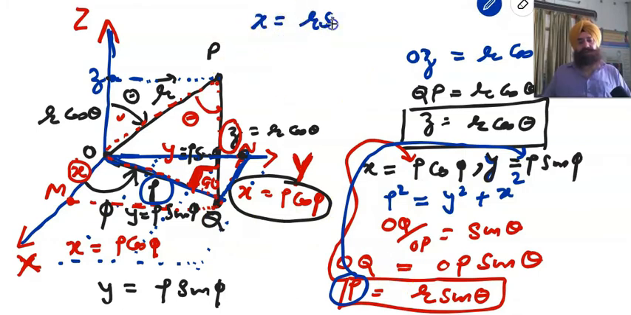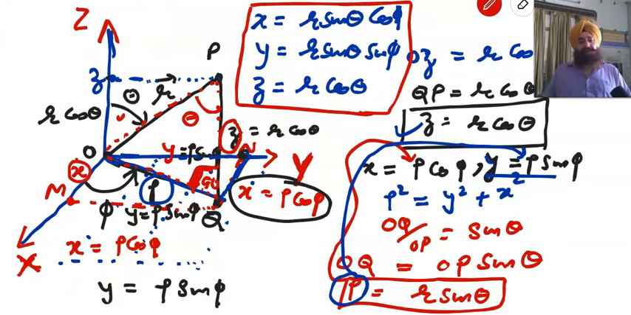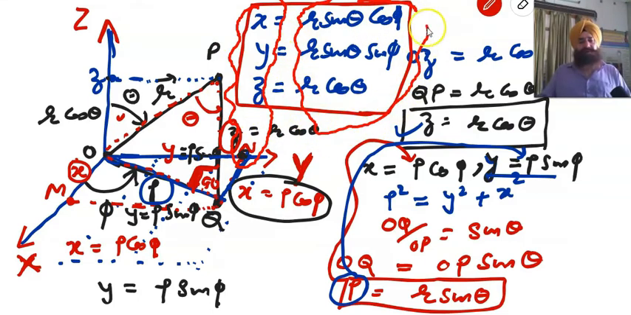Now substituting this value of rho here as well as here, x becomes r sine theta cos phi, y becomes r sine theta sin phi, z becomes r cos theta. Now this is the relation between the Cartesian coordinates x, y, z and the spherical polar coordinates r, theta and phi. If you know r, theta, phi, you can have the value of x as well as y as well as z. So don't forget the relations between Cartesian coordinates and spherical polar coordinates. It is very simple.